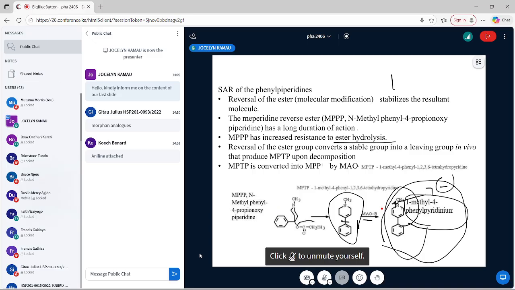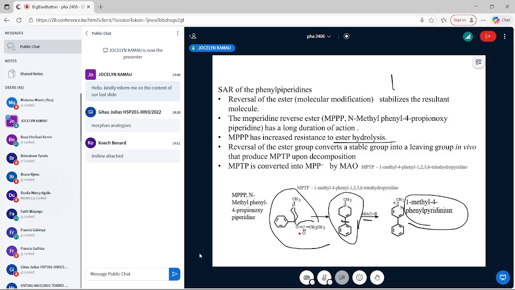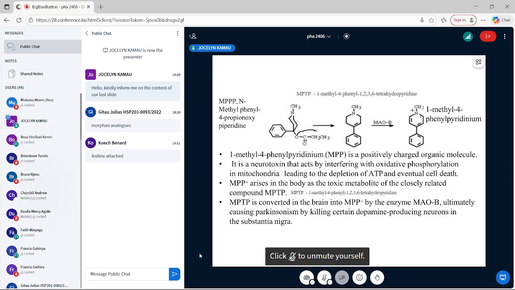The reverse esters can have toxicity, which comes about because of generation of the phenylpyridinium. That generation is because you start with the reverse ester, loss of the propionoxy group to give us the tetrahydropyridine, and that is then further metabolized through monoamine oxidase B to give us the toxic metabolite. This is a neurotoxin, and that's why these compounds can have toxicity.